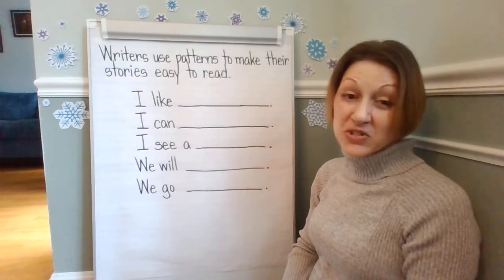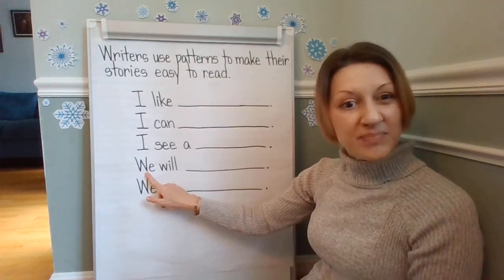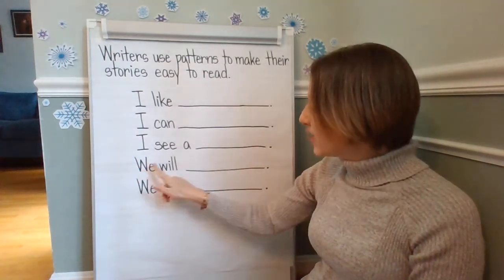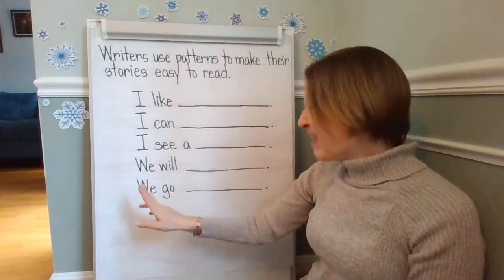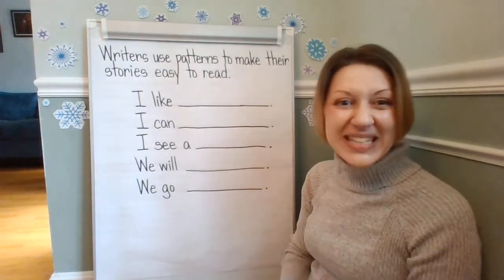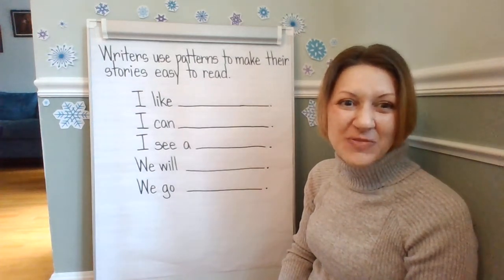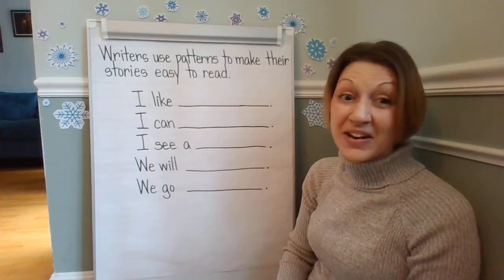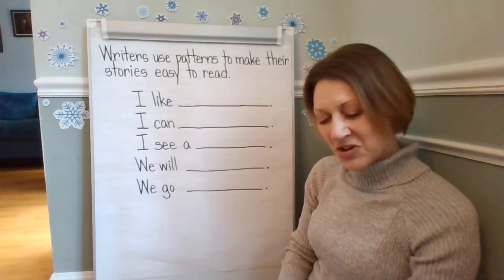There's some other pattern sentences you may be using. If you would rather use we instead of I to start your story, if you're using we, you could say we will, and then have whatever it is with the period, or we go. Now remember, you are going to be adding details to your drawings. You're going to make sure that your pattern sentences, whichever one you're choosing, that you have that on every page, and make sure your picture matches the sentence that you're writing.